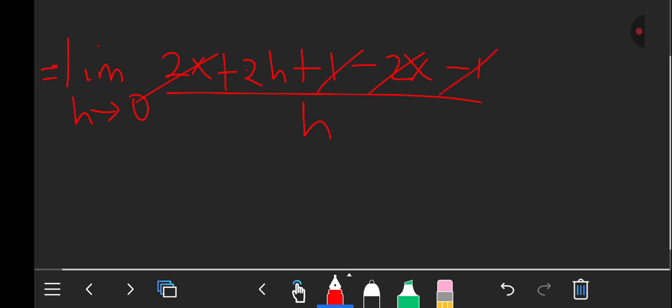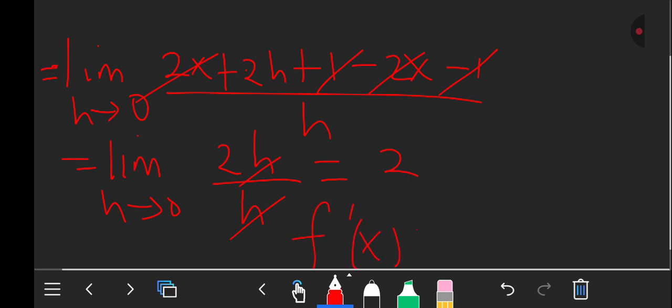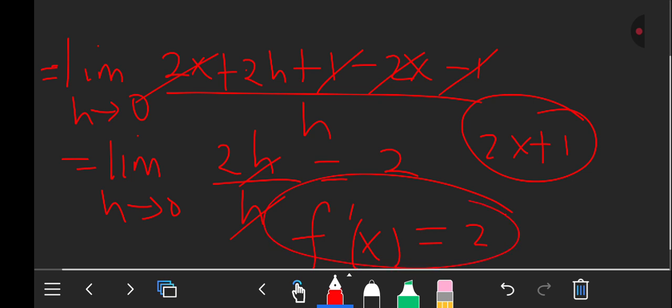So I'll have limit as h approaches 0, I remain with 2h over h. I can divide h over h, which is equal to 1, so the answer is just 2. So the derivative of that function f of x is equal to 2. It was 2x plus 1, right? So this is the answer. It is just 2.